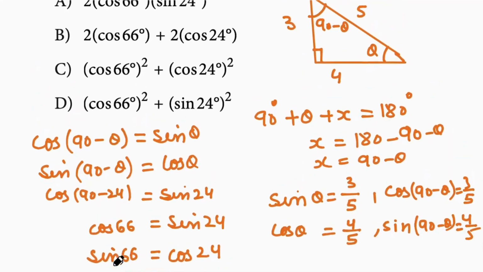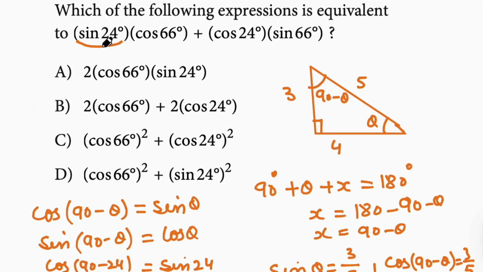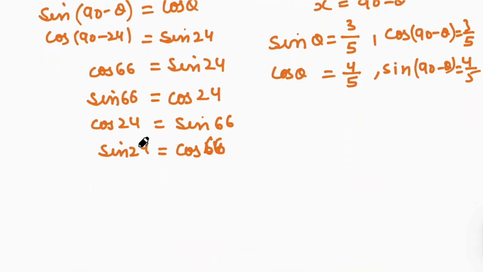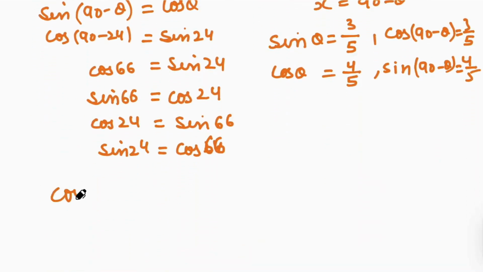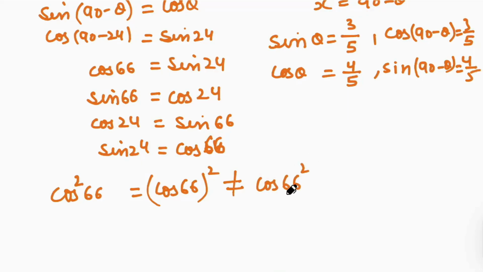Now let's see which option can help us. This sine 24 can be cos 66, right? So that means cos 66 times cos 66, cos square 66. Okay, let's understand one more thing. Cos 66 squared, actually that squared is placed here. You can also write it like this. But this is not equal to this.